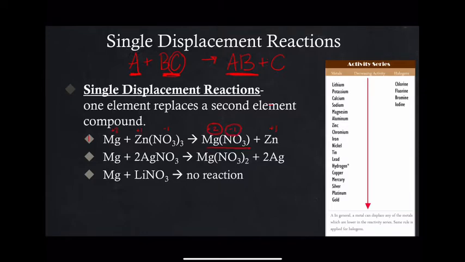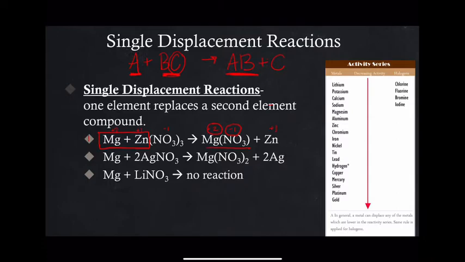You're never going to pair a positive and a positive or a negative and a negative. So what I'm trying to say is you couldn't switch it and have magnesium and zinc pair up together and leave nitrate out alone. It won't work like that. You have to make sure your positive and your negatives are going to pair together, okay?